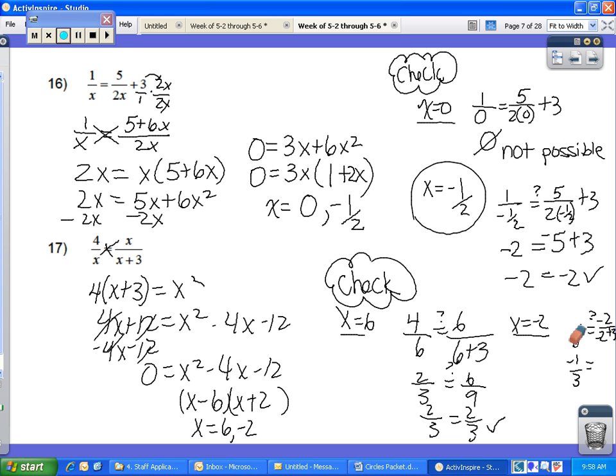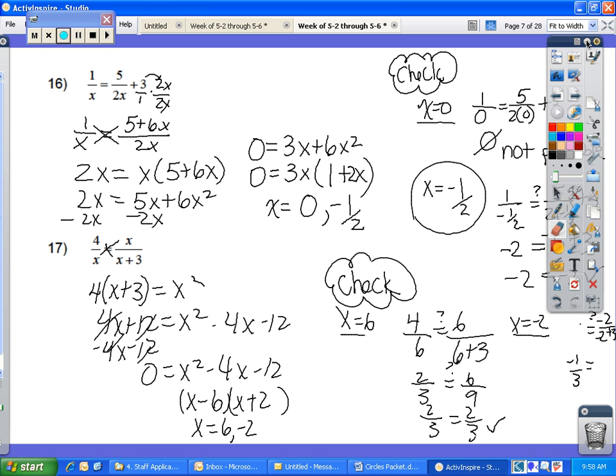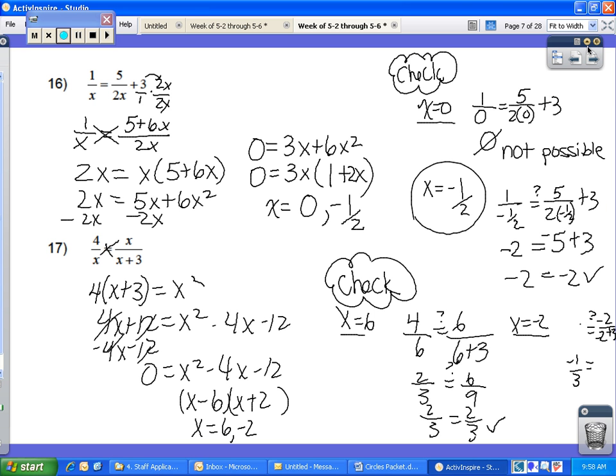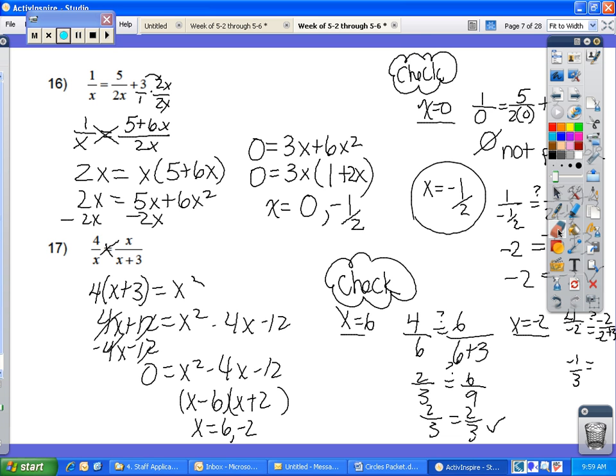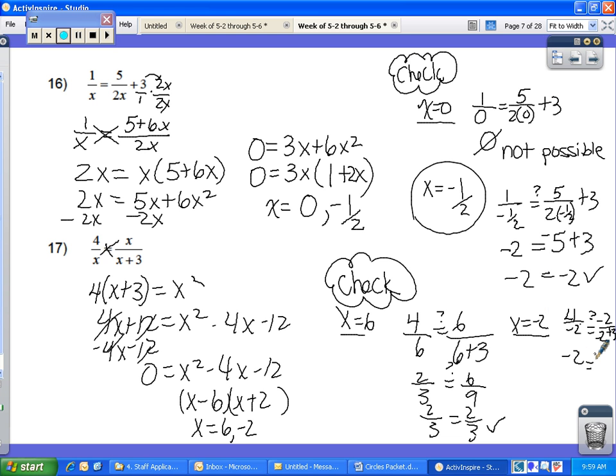Put the negative 2 on the wrong. I was looking at my last example. So 4 over negative 2 is negative 2. And is that the same as negative 2 plus 3, which is 1, is negative 2? Yes, negative 2 equals negative 2. So therefore they both work, and 6 and negative 2 are your two solutions.